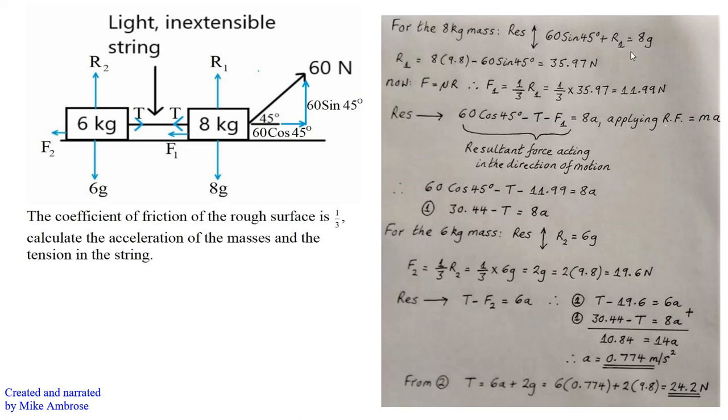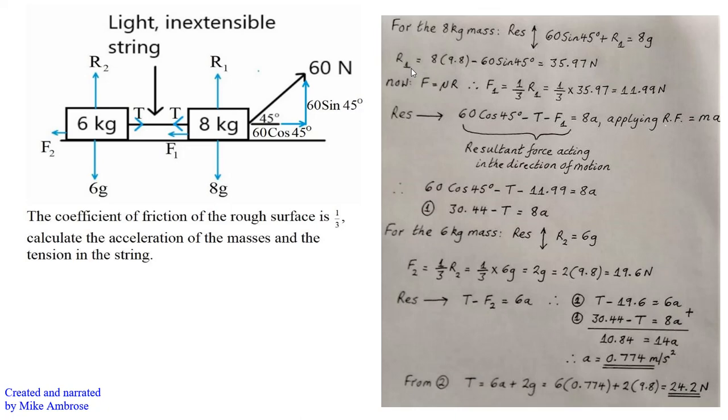Rearranging this equation to make R1 the subject gives this. Substituting g as 9.8, the normal reaction acting on the 8 kilogram mass is 35.97 newtons.